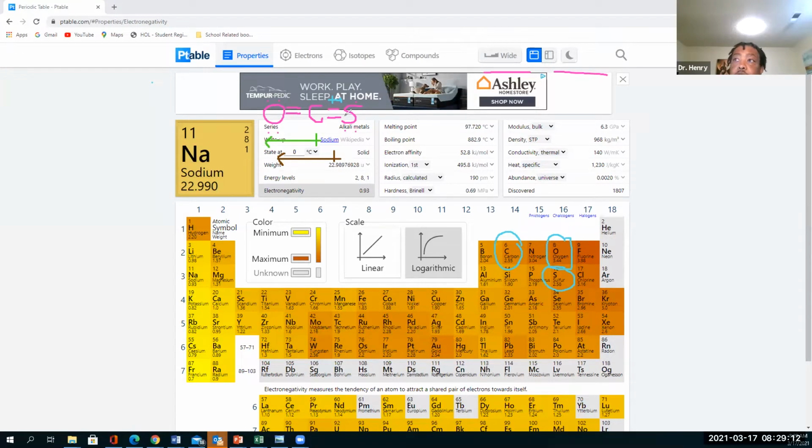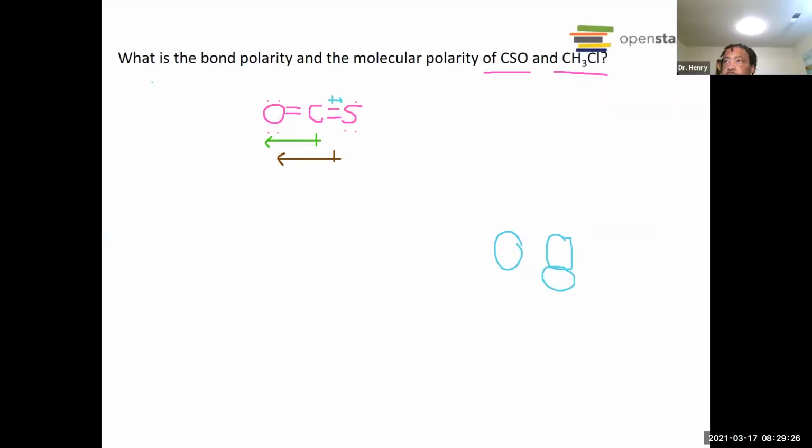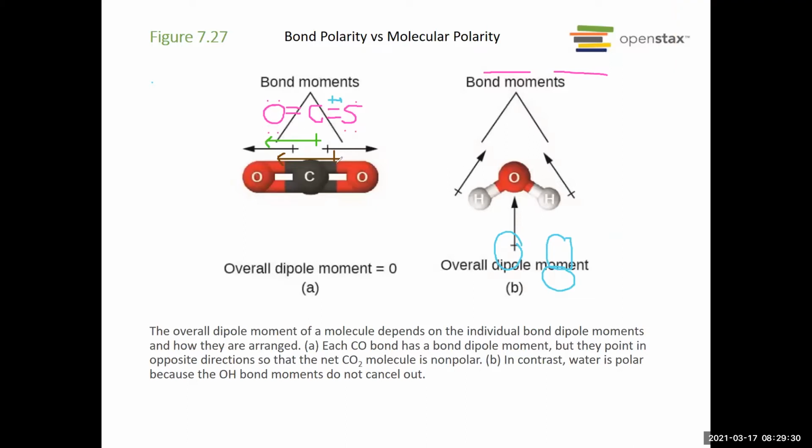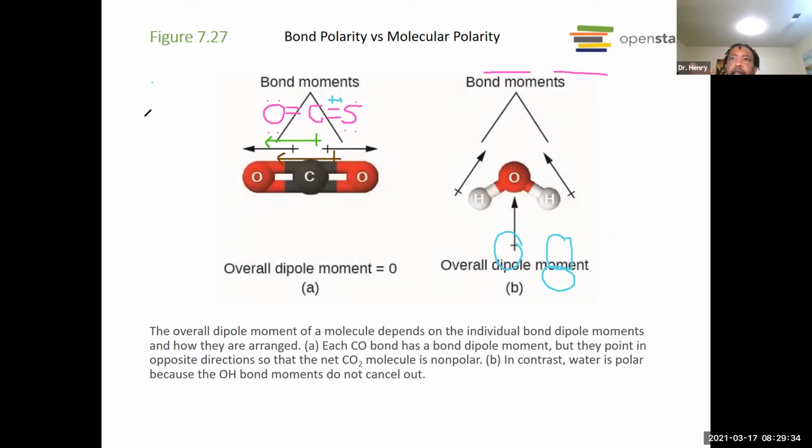If there was an oxygen over here, it would be nonpolar in that situation, because then they're pulling in two different directions, but they're canceling each other out. Like what we saw in the slide last week. So when you're canceling each other out, let's say we're looking at this guy.